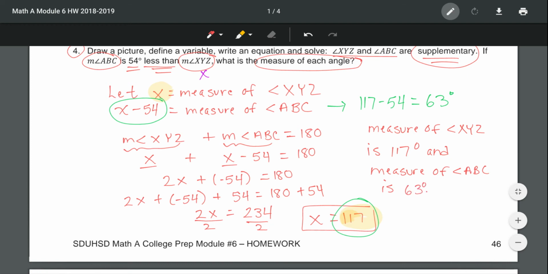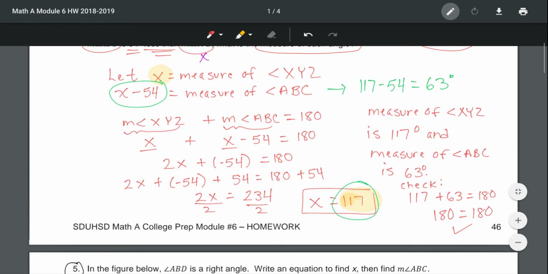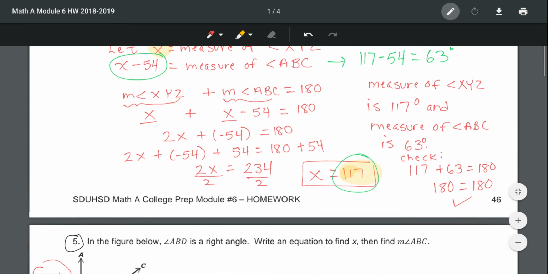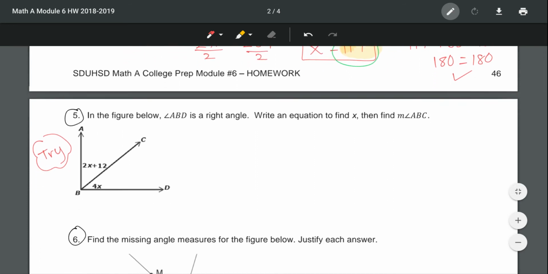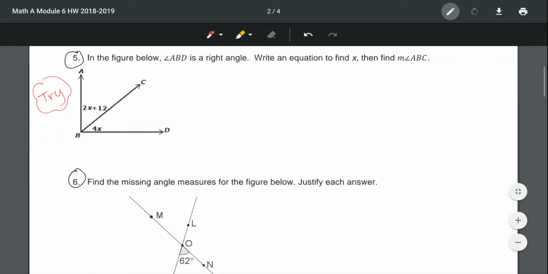Now to check if that's correct, you can check if 117 plus 63 has to equal 180. And it does, so that means we solved correctly. You don't need to do a check, but it helps to verify if your answer is correct. Okay, so you're going to try number 5 on your own. Okay, I'm going to go to number 6.